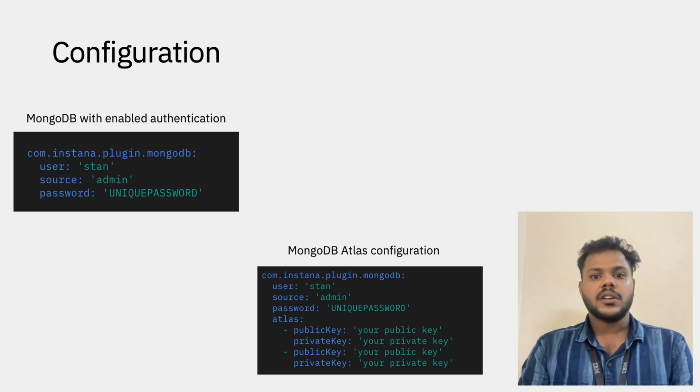The Instana agent supports remote monitoring of MongoDB Atlas clusters residing in different projects and organizations. To enable the Instana agent to monitor MongoDB Atlas, apply the configuration on the right side in the configuration YAML file. Here, the Atlas section contains configuration for monitoring MongoDB Atlas organizations. You can specify multiple MongoDB Atlas organizations by providing their public API keys and private API keys.